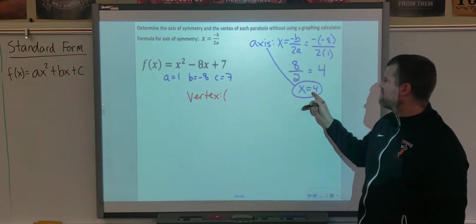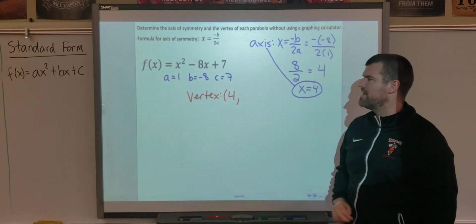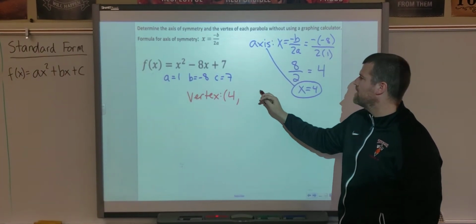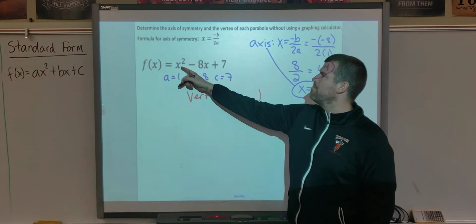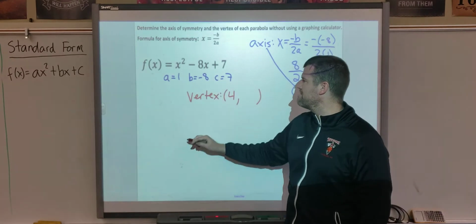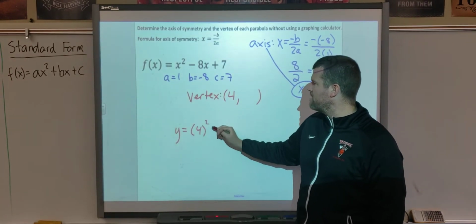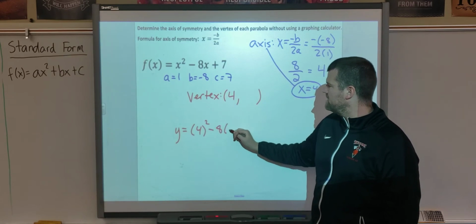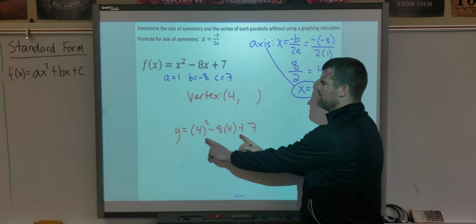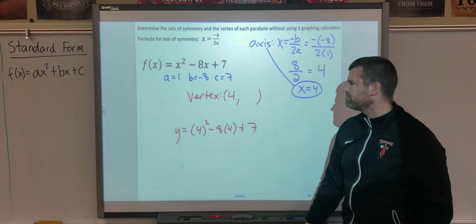If we know the axis of symmetry, we know the x of the vertex. So the x of my vertex is 4. And then how did we find the y-coordinate? That's right, we plugged x back into the equation. So I'm going to plug in 4 for both x's. So I get y equals 4 squared minus 8 times 4 plus 7. So again, I put in 4 where the x's were at.